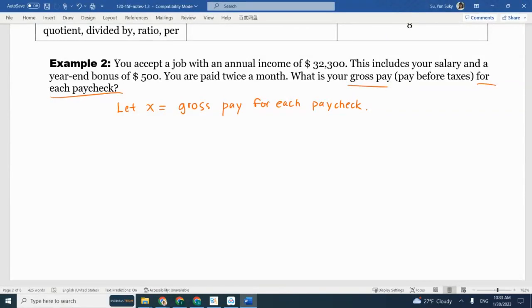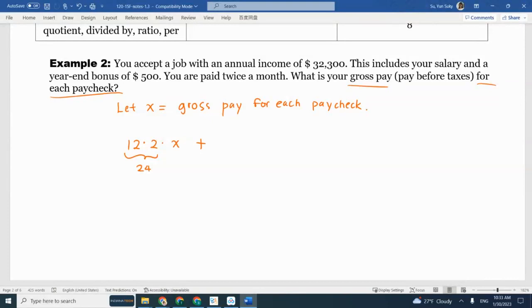And then we pay twice a month. How many months in a year? 12. So how many times do you get paid? 24, exactly. So therefore we get 12 times 2 times x. Yeah, that is 24. This is we pay twice a month, okay?